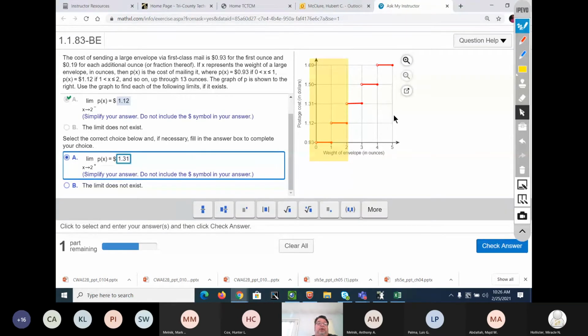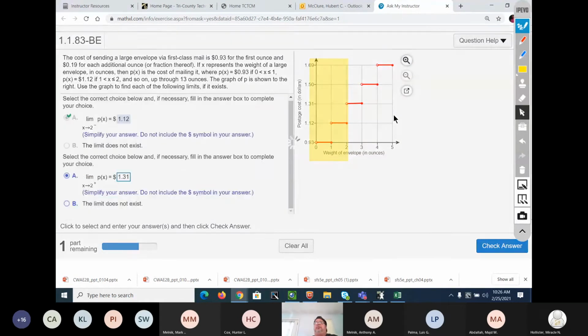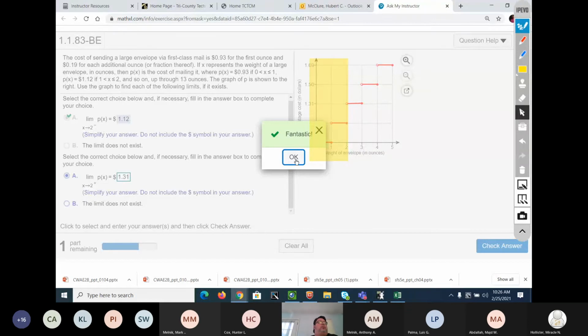So somebody tell me, does the limit as x approaches 2 exist? Yes or no? As I approach from the left, it's 1.12. As I approach from the right, it's 1.31. Does the limit exist at x equals 2? Good job, Miss Holcomb. No, it does not.